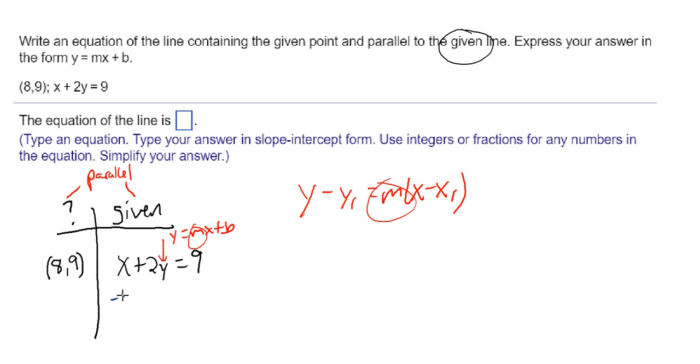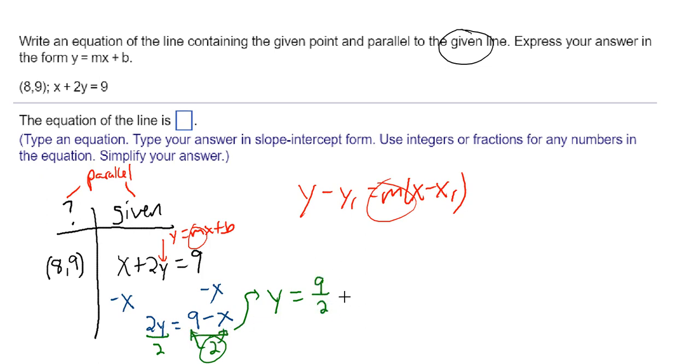So to solve this for y, we'll have to subtract x to the other side, and we'll get 2y is equal to 9 minus x, and then we will divide by 2 on both sides. And so we're going to get y equals, that 2, remember, divides into both of these. We've done this exercise before, earlier in the chapter. We get 9/2 minus 1/2 x, right? So the x goes off to the side.